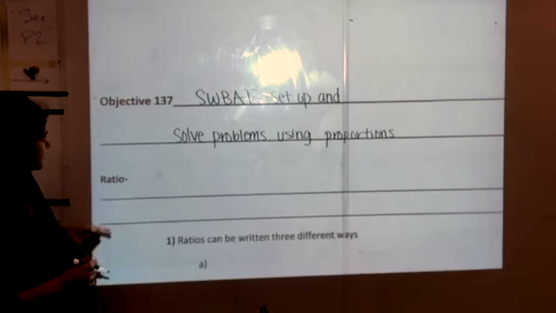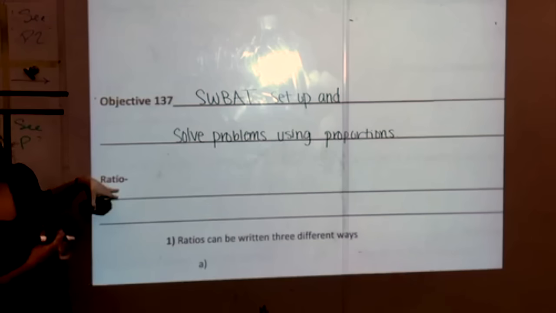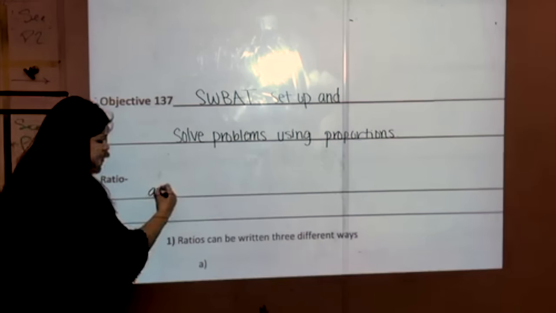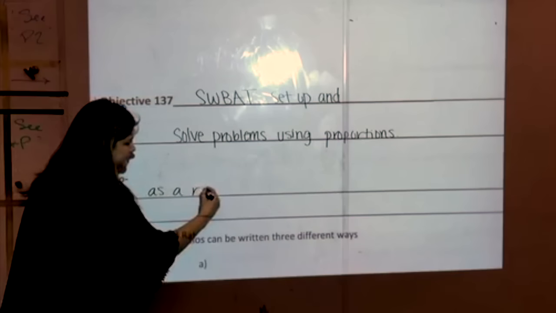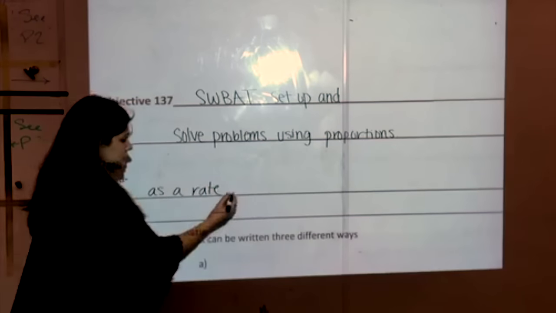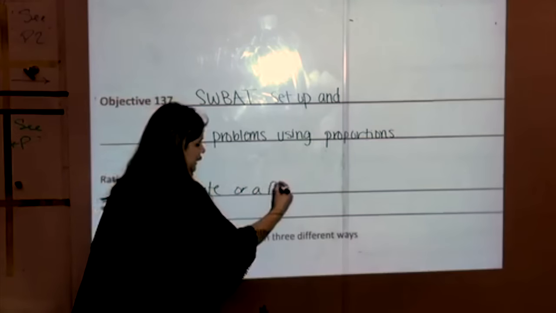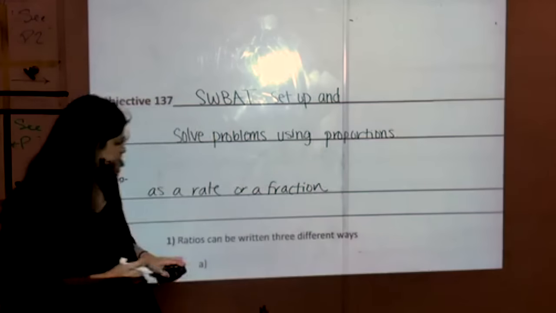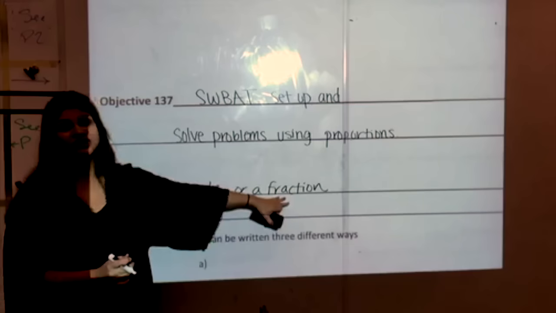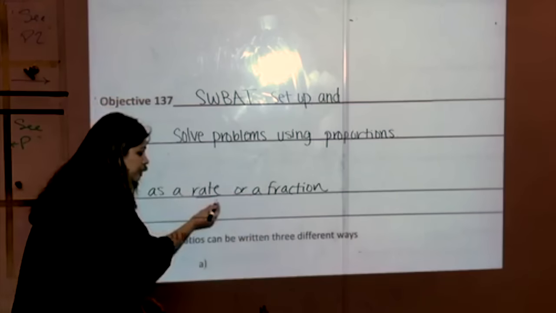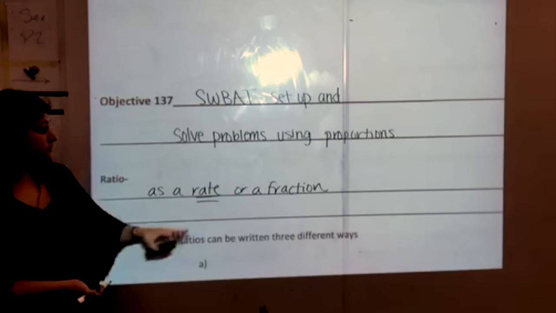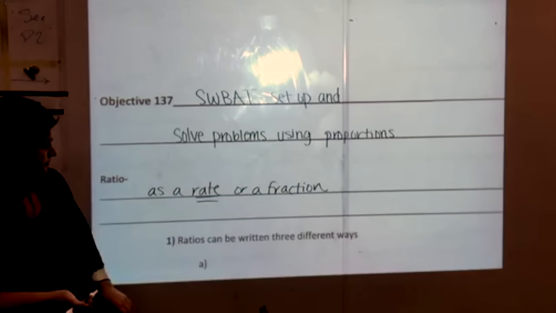So just to review a little bit, we should know what the word ratio is at this point. A ratio is known as a rate or a fraction. We're going to go into the reason why we like working with fractions, which is to help us with rate problems. So it is really nice to use proportions for these types of problems.